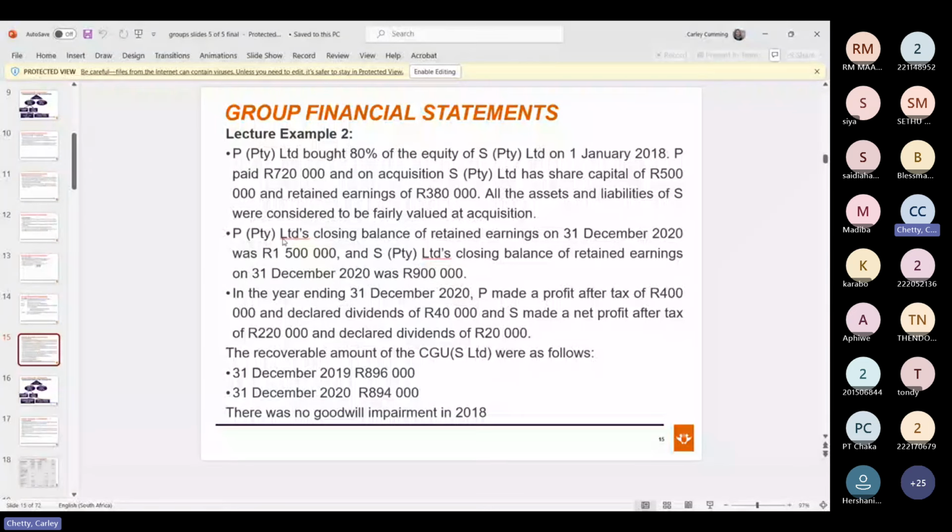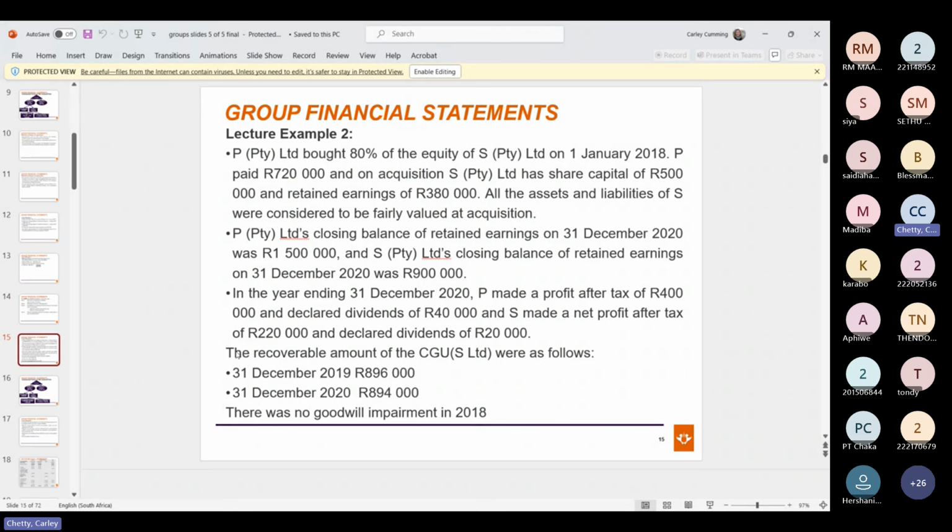P's closing balance of retained earnings on 31 December 2020 was 1.5 million. S's closing balance of retained earnings on 31 December 2020 was 900,000. In the year ending 31 December 2020, P made a profit after tax of 400,000 and declared dividends of 40,000. S made a profit after tax of 220,000 and declared dividends of 20,000.